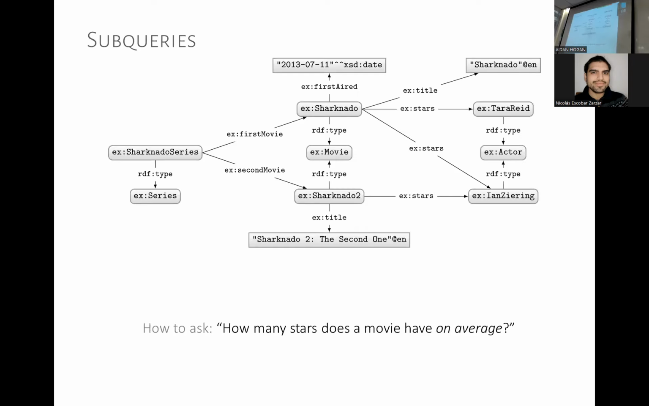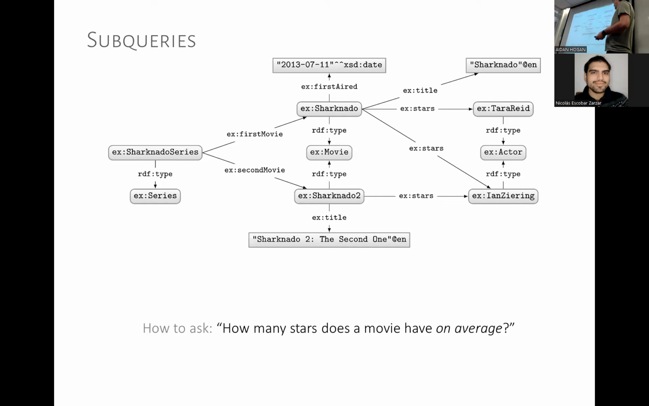Okay, so we're going to move to subqueries. Again, it's a feature that's in SQL already, so I won't spend too much time on it. The question here is, how many stars does a movie have on average? If we have to find that out, the first thing we need to do is count how many stars each movie has. So Sharknado will have 2, and Sharknado 2 will have 1. And then we need to take the average over that. So we would expect an answer of 1.5 here.